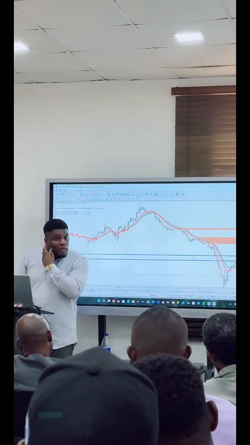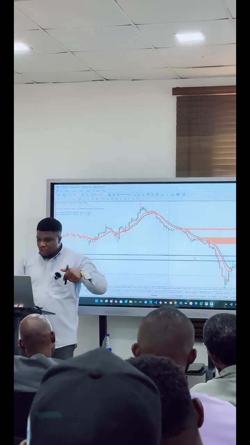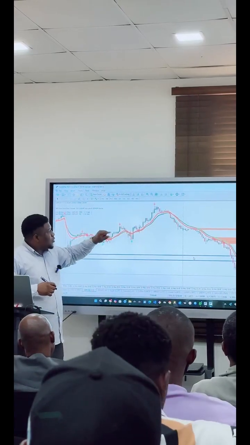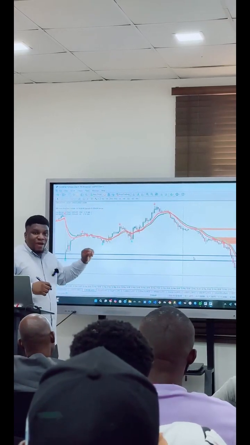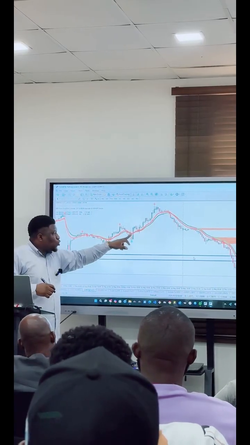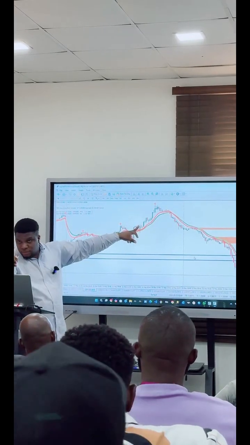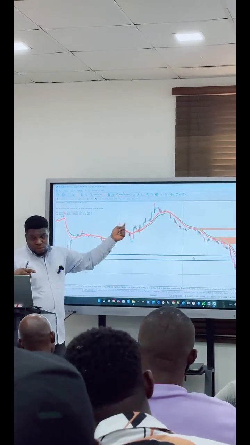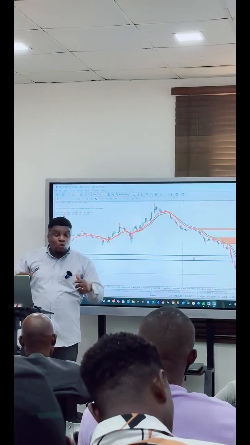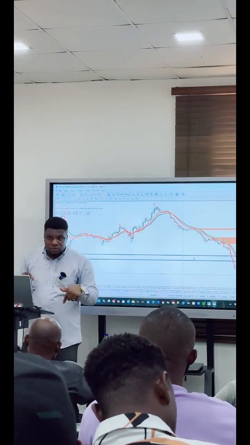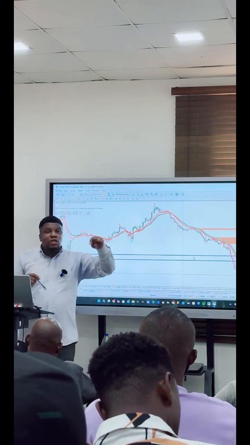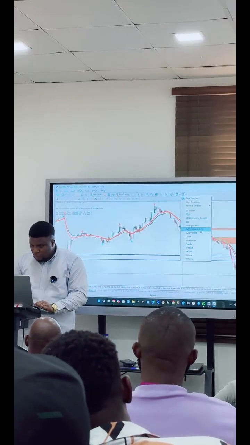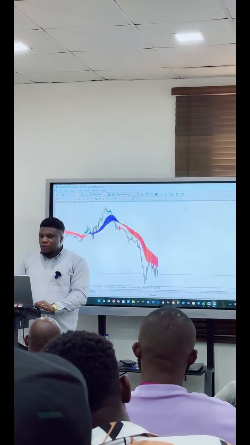Now, let me quickly show you the second one. The difference between this one and the next one is that, ideally, if I want to buy, I should wait for price to go above the moving average first. But you notice that this one will give you a buy even when price is below the moving average. The second one will wait for a form of confirmation before it finally gives you the signal, which is this one.